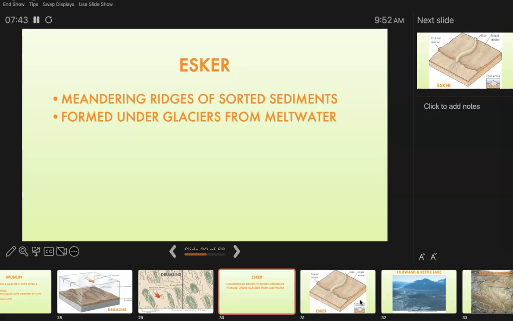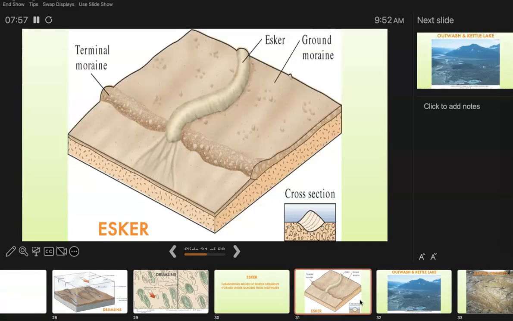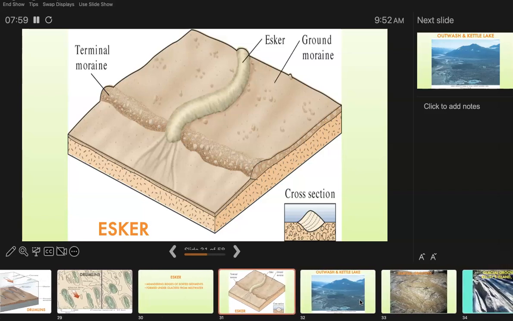So there's the esker. We said it's a meandering ridge of sediment formed under a glacier from meltwater. There's a picture of it on the next slide. And I guess it is important, I didn't mention it though, that I did say sorted sediment. Because water's flowing, it's formed by flowing water. But again, I did not give you that term for sorted glacial sediment. You've got too many terms already. But remember, water sorts.